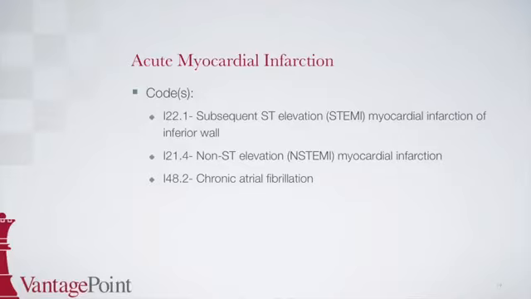Our next code is I21.4, non-ST elevation myocardial infarction, which was our MI code from the previous example. Remember that the subsequent MI codes should be used with the code for the patient's MI that preceded the subsequent MI within the 4-week time period. And the last code is I48.2, chronic atrial fibrillation, which we coded in the previous example. This code would go last because the reason for the encounter was the subsequent MI.